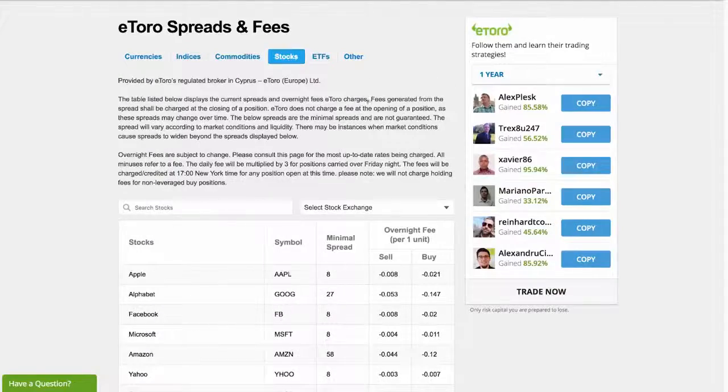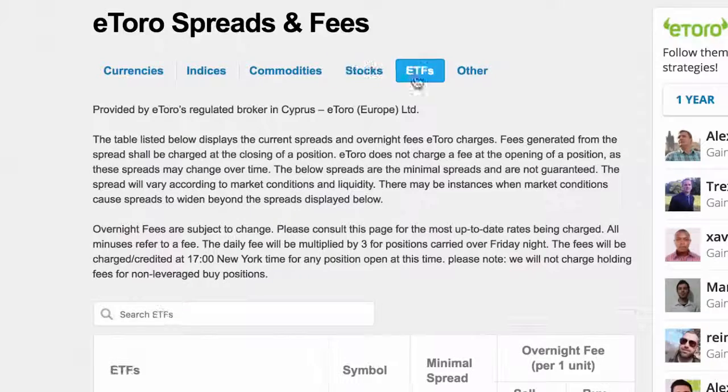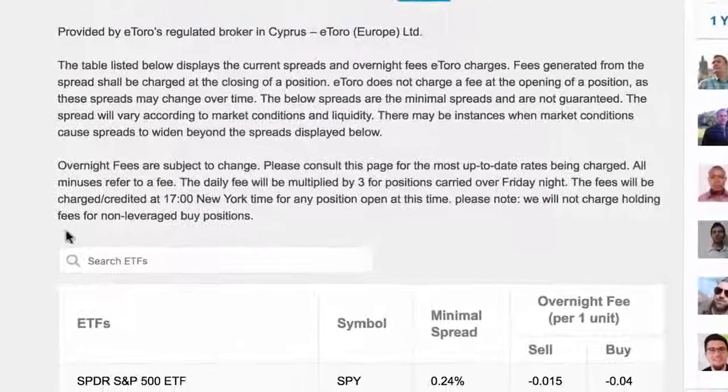Some things, stocks, for instance, please note we will not charge holding fees for non-leveraged buy positions. So when you buy a stock and you don't use leverage, you don't get charged these. When you buy an ETF as well, they do not charge holding fees for non-leveraged positions. So if you buy an ETF and you don't use leverage, you won't get charged them, which means you can hold on to them for a long time.